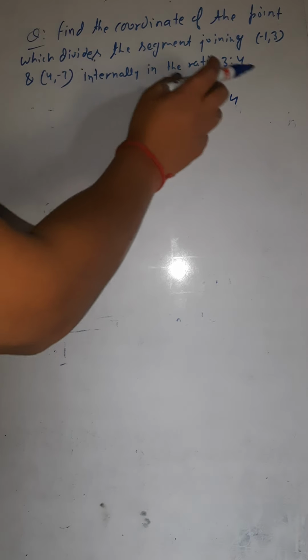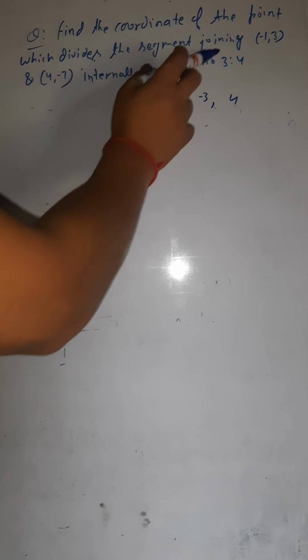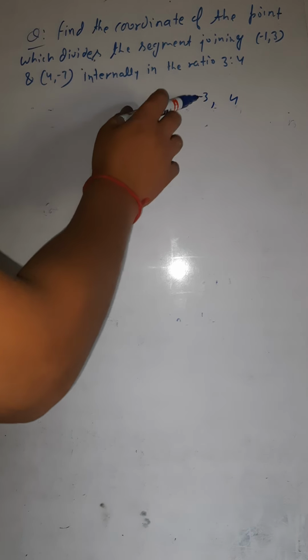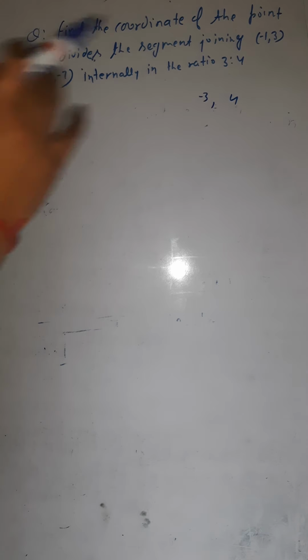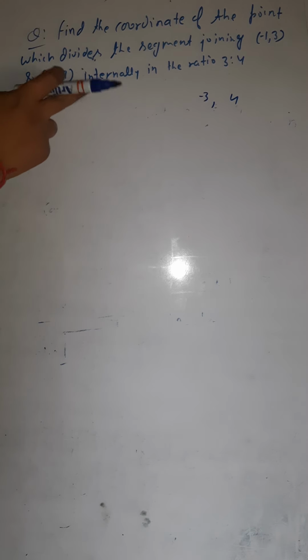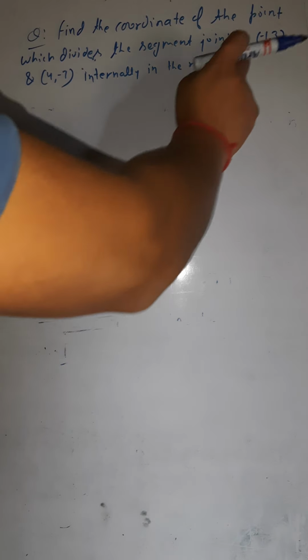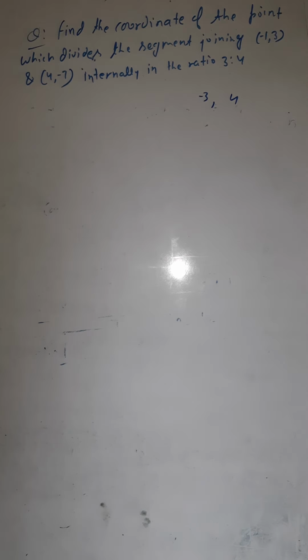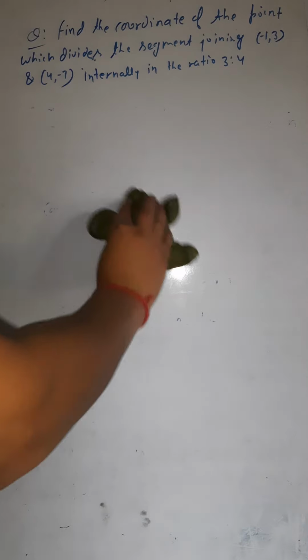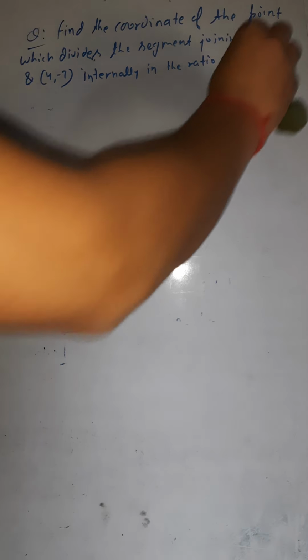If internally, then it is okay. If externally, then one value will be taken as negative, meaning m1 is minus 3 and m2 is 4. In case of externally, you would write m1 as minus 3 and m2 as 4. One value will be taken as negative. Are you getting this? Okay, now let me give you a question for home.